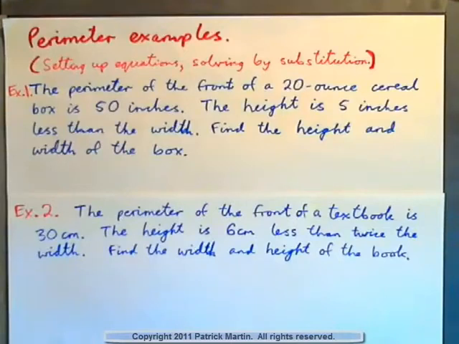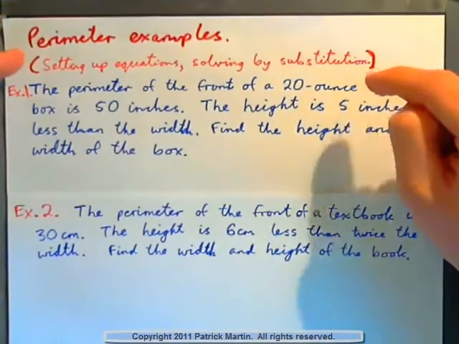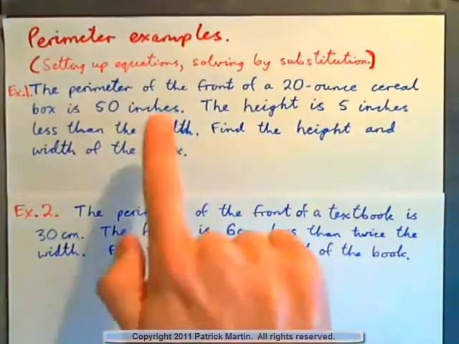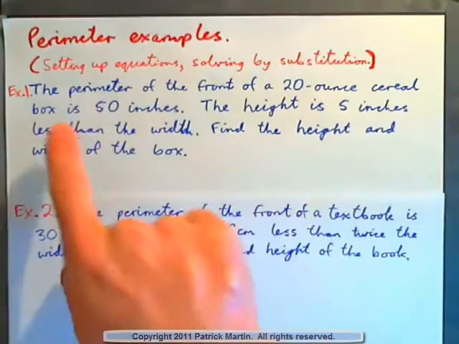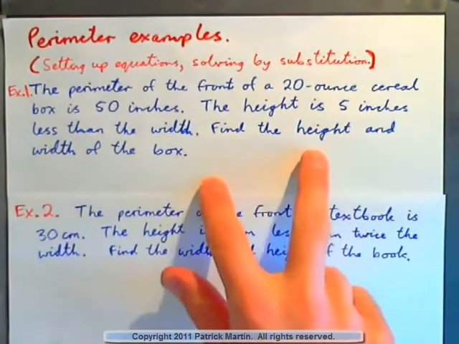Okay, here we're going to, again, set up equations and solve by substitution, and we have perimeter examples. The first example is the perimeter of the front of a 20-ounce cereal box is 50 inches. The height is 5 inches less than the width. You've got to find the height and width.